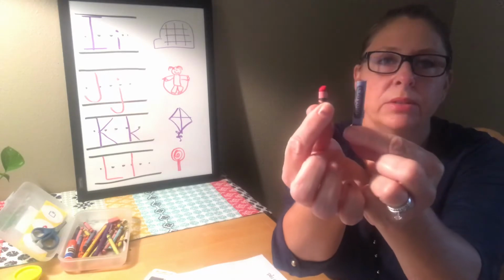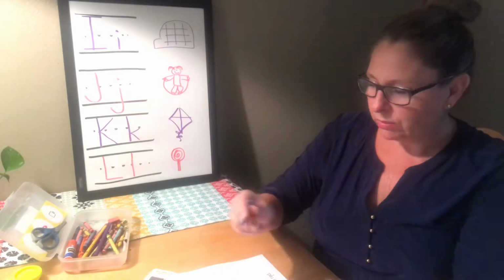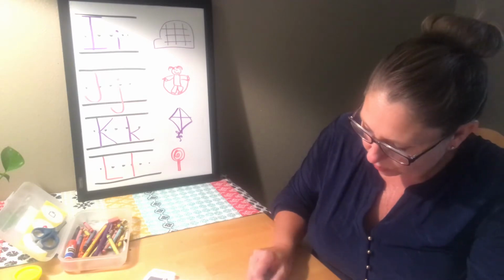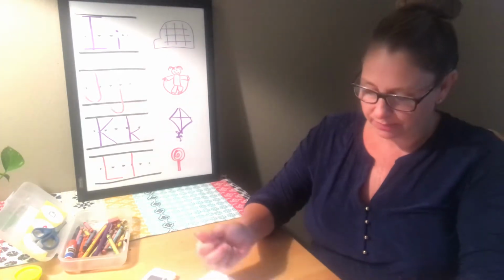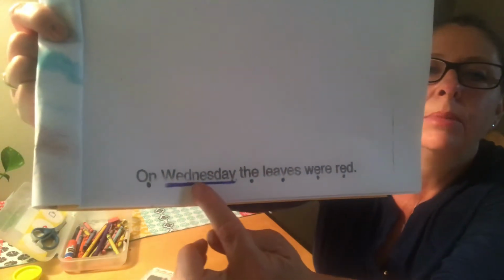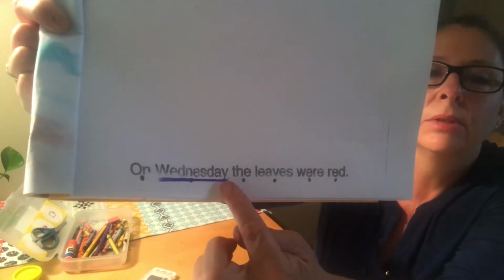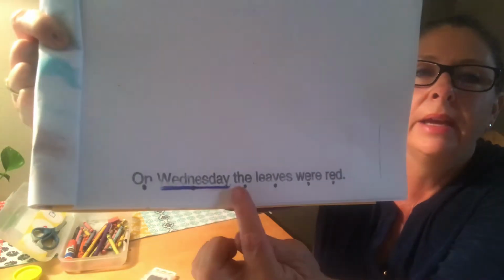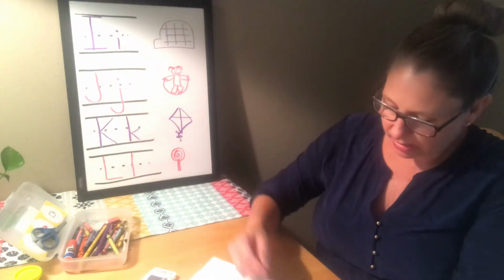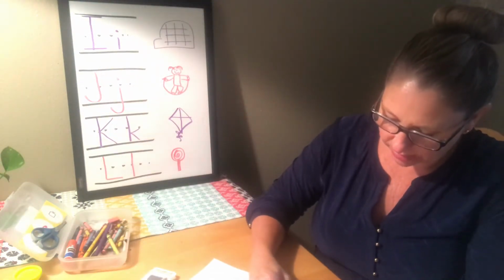Mine are broken, but they still work. The first thing we're going to do with our blue crayon is we're going to underline the day of the week, which is Wednesday, because today is Wednesday. So what I did is I took my blue crayon and I underlined that big W word, Wednesday. This word says Wednesday. On Wednesday, the leaves were R-E-D, red. So now I'm going to take my red crayon and underline the word red.